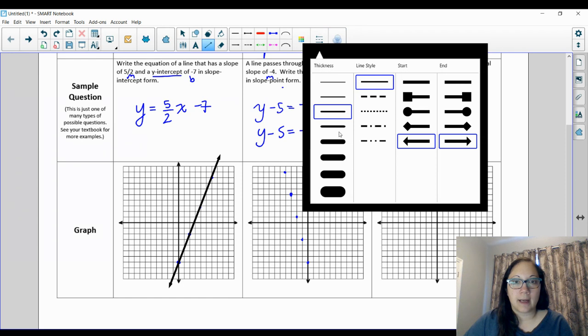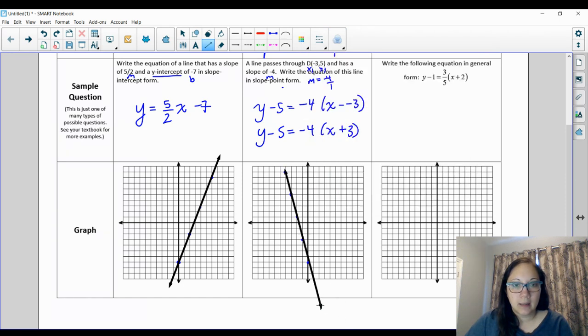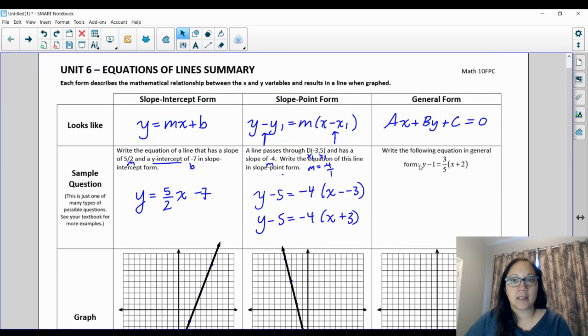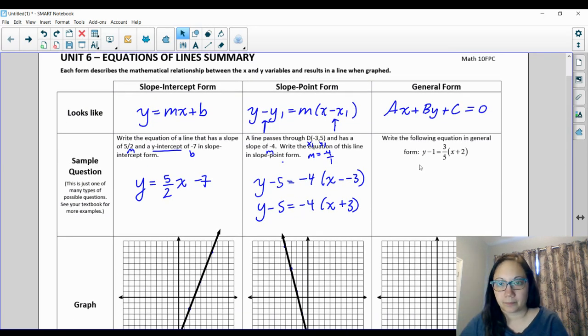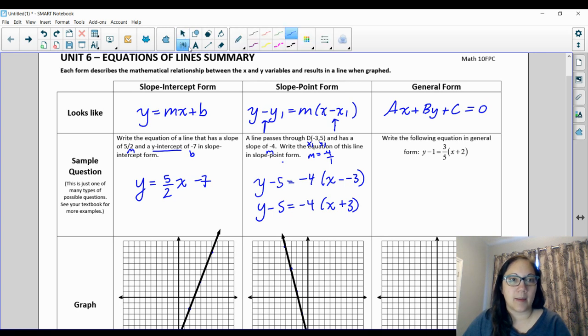Now we're going to draw that again with arrows on both sides. I'll try to draw it as accurately as I can. And there's our line. The last form is general form. Often a sample question will give you an equation and ask you to rewrite it into general form. So we want to get rid of our fraction. I have to multiply all of my terms on both sides by 5. That will eliminate this denominator of 5.